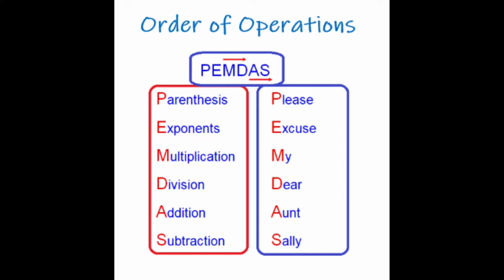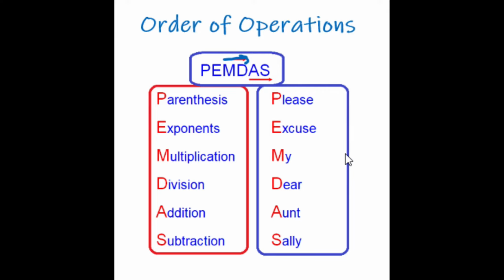The first letters of each word in this sentence remind you of an operation. P as a parentheses, E as an excuse, and etc. If you memorize this sentence, then it's going to help you a lot to remember the order of operations in mathematics. I put an arrow at the top of the MD words. In a calculation, if there is multiplication and division together, the order goes from left to the right.